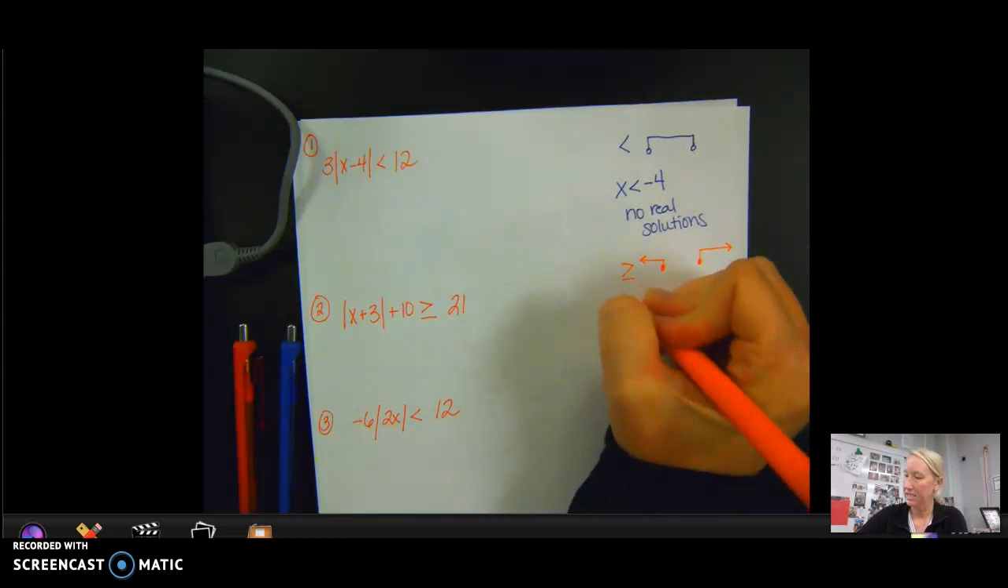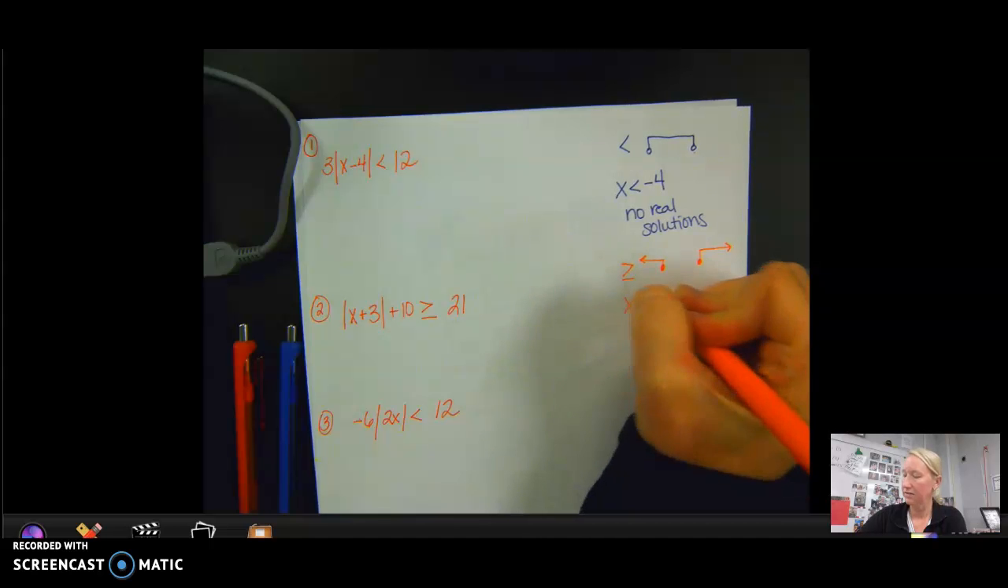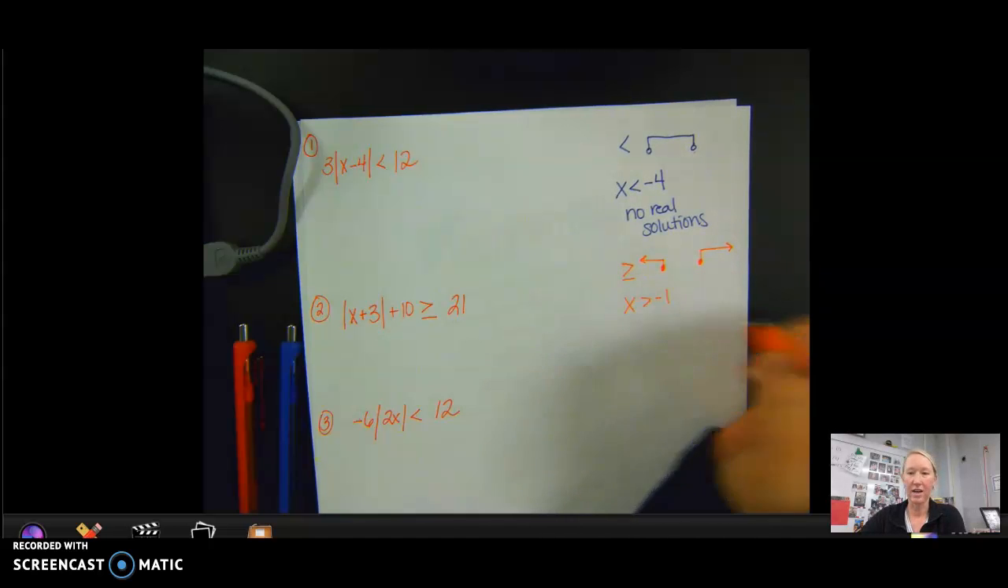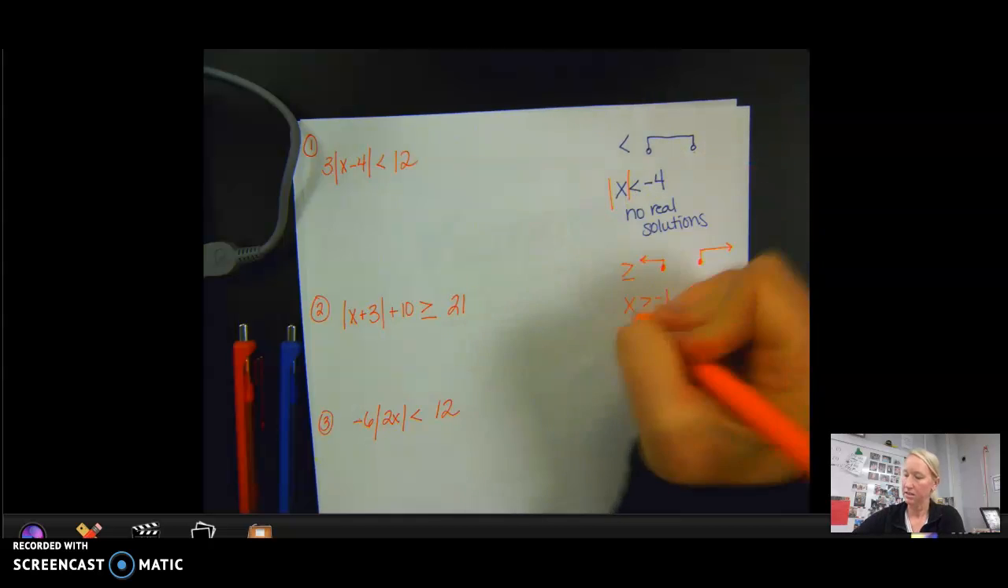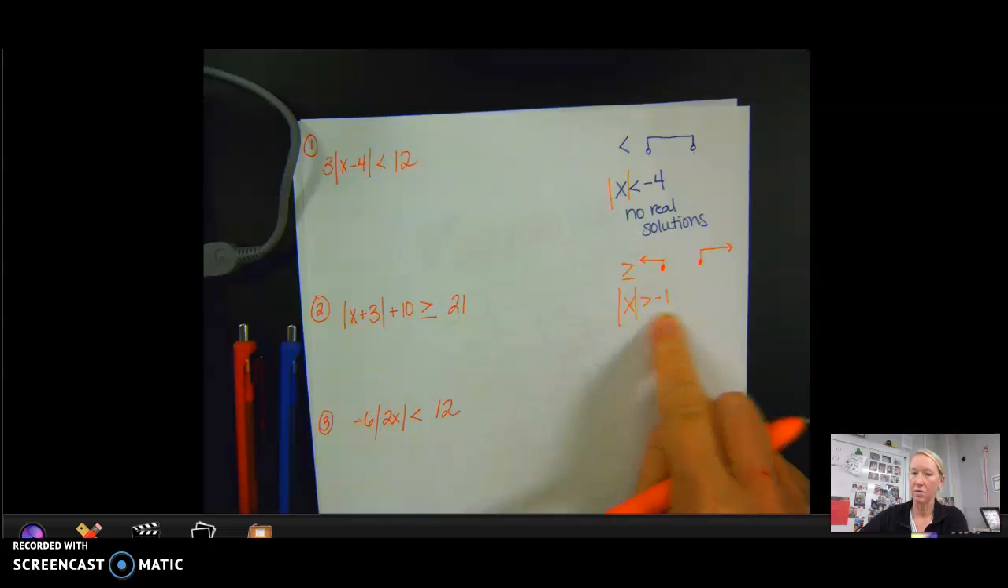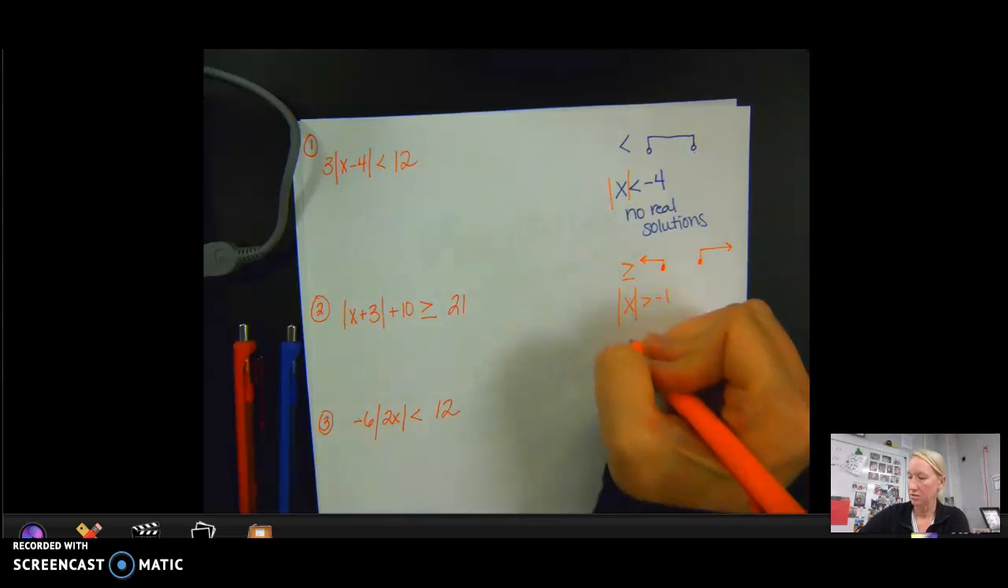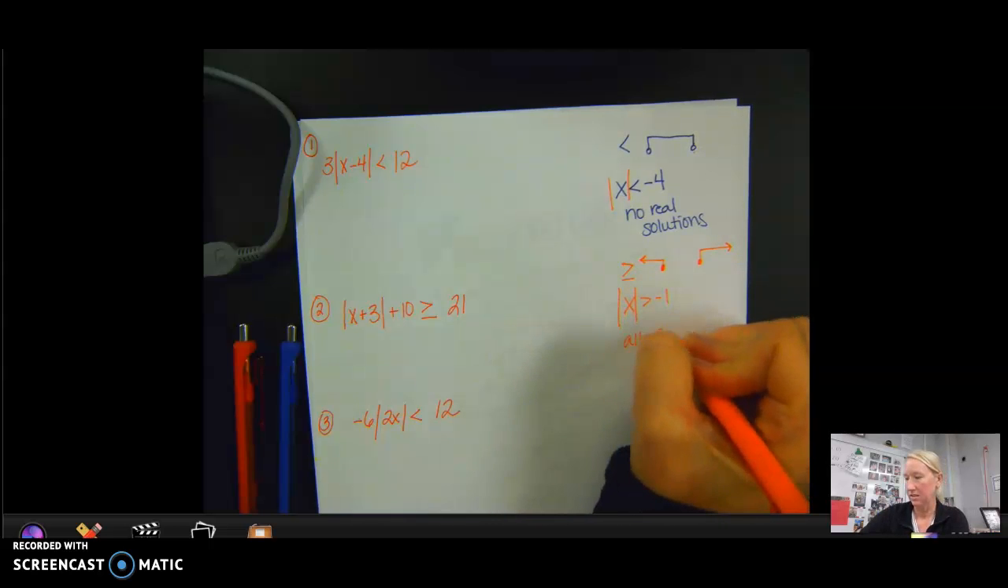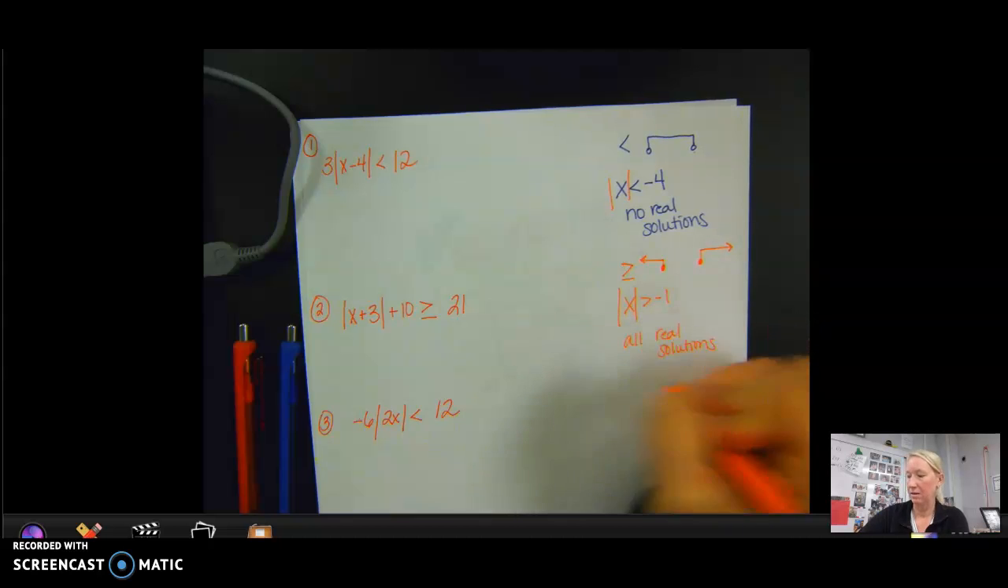And then if we had like the absolute value of x is greater than a negative number, well, isn't the absolute value of any number positive? So wouldn't it always be greater than this negative? So this would be all real solutions. Or it may be infinite solutions.